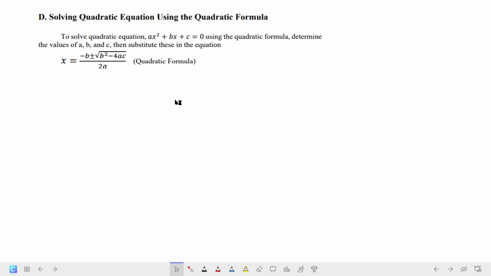So this time I will show you how to use the quadratic formula in solving for the solution or the roots of a quadratic equation. Natapos na natin yung pag-solve ng quadratic equation using extracting the root method, completing the square, and factoring. And this time, we are going to use the quadratic formula. So how to use the quadratic formula?